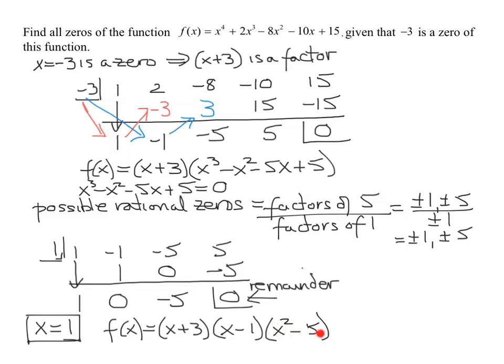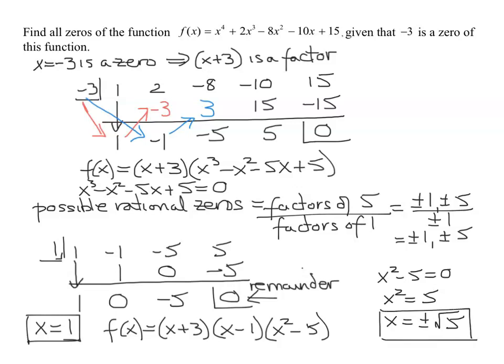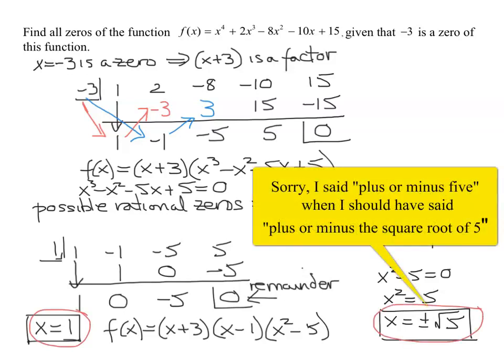This is not the difference of two squares. It won't factor. So I'm going to set x squared minus 5 equal to 0. Add 5 to both sides, and then just take square roots of both sides. So I land up with x equals plus or minus, don't forget your plus or minus, the square root of 5. So what are my other zeros that I found? I found x equals 1, x equals plus or minus the square root of 5, and don't forget we were given the original zero of -3.